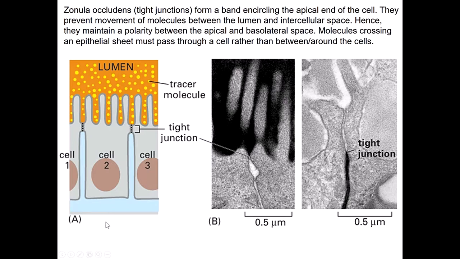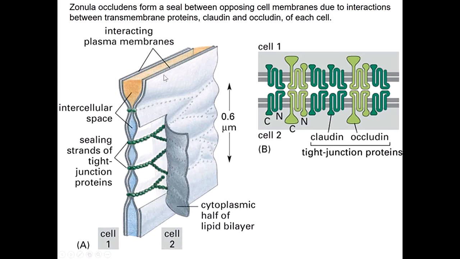So this also facilitates polarity of the cells, okay? The cells are polarized. There's an apical surface, there's a basal surface, and nothing's squeezing between the two. And these zonula occludens form this Ziploc-like seal by virtue of these proteins, claudins and occludins, which fuse together to form this extremely tight junction between adjacent cells.